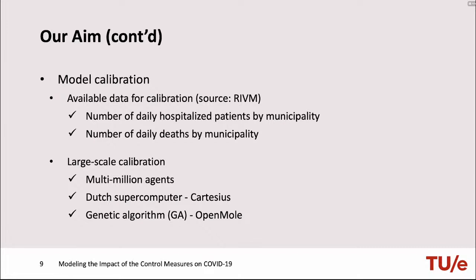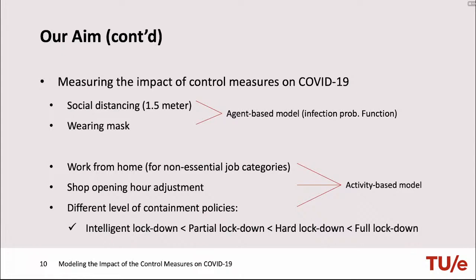The model will be calibrated using available data, such as the number of daily hospitalizations and the number of daily deaths. So our final goal is to develop a large-scale simulation model, which covers multi-million agents. So we are currently using a Dutch supercomputer and the OpenMOLE platform for calibration. If the parameters are calibrated, we can assess several policy scenarios posed to each of the two model systems. At the microscopic level of human-to-human interactions, CommonKit can be used, such as wearing masks or social distancing, whereas scenarios incurring significant changes in daily activity agenda can be reflected by Albatross.